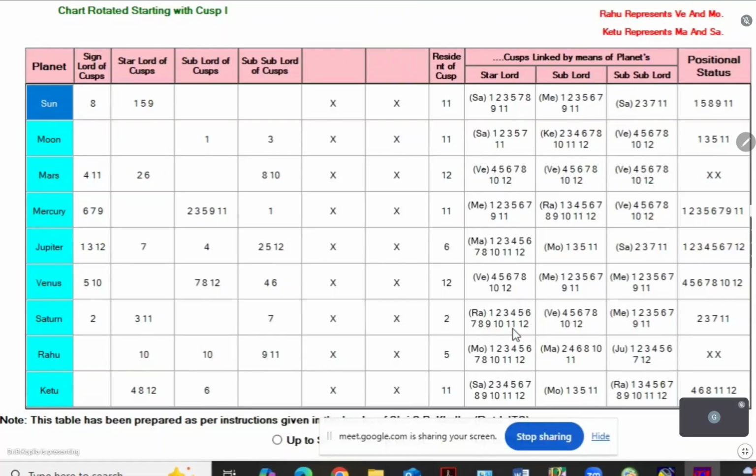So on the basis of the houses to which Saturn is connected through PS or through its star lord and sublord, we will write down all the houses. After writing down all the houses, we will classify these houses as per the events and check what possible events are likely to happen in the life of this person when the ascendant progresses into the sign of Saturn.